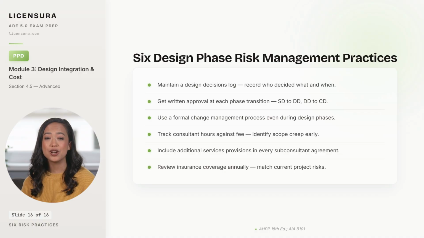Sixth, review insurance coverage annually and make sure it matches the current project risk profile. Coverage that was right for last year's small project will not defend this year's large lawsuit. One rule sits above all 6 practices. Documentation is the architect's single defense when the owner denies a verbal agreement.